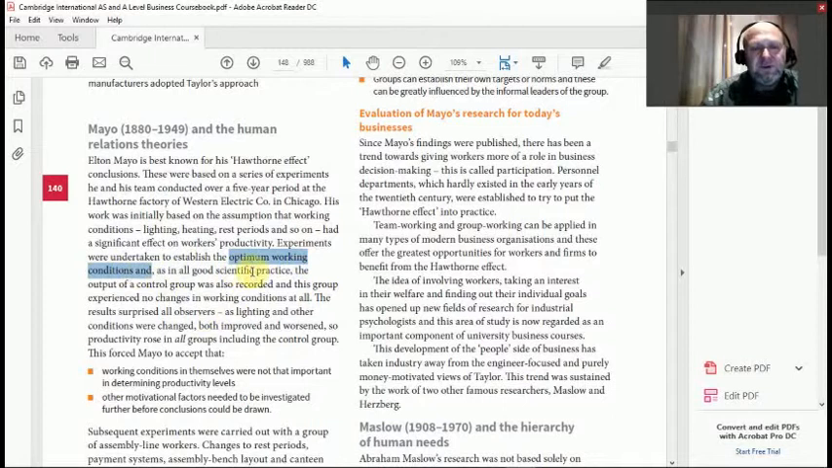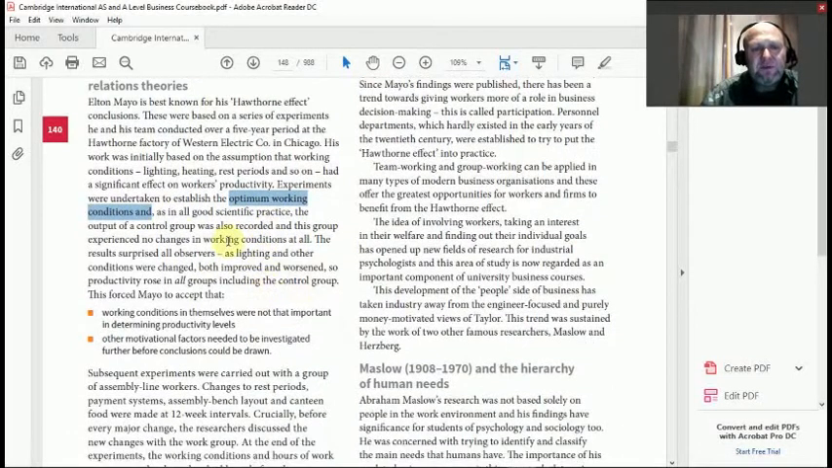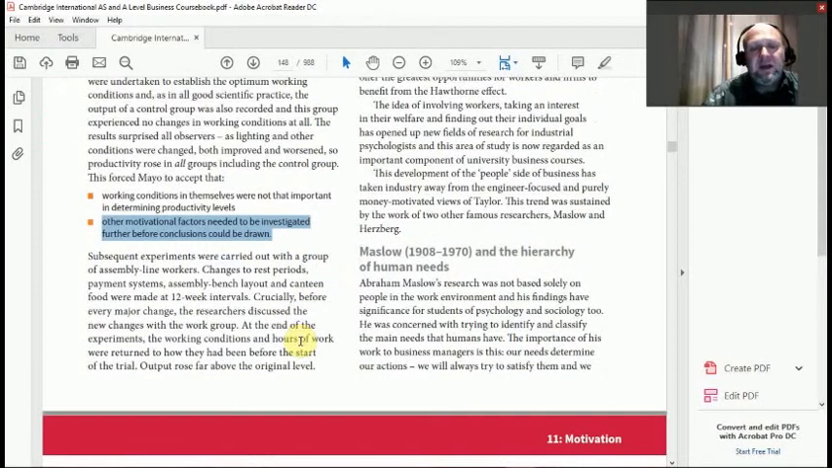This was all good in theory, but the output of the group also recorded a few other startling factors, and that is working conditions in themselves were not important in determining the productivity levels. Other motivating factors had to be investigated before conclusions were drawn. And what were they?